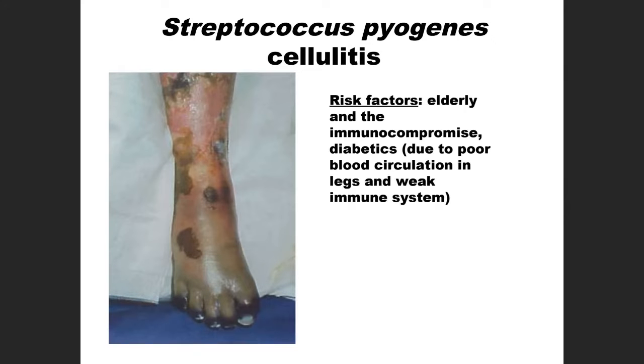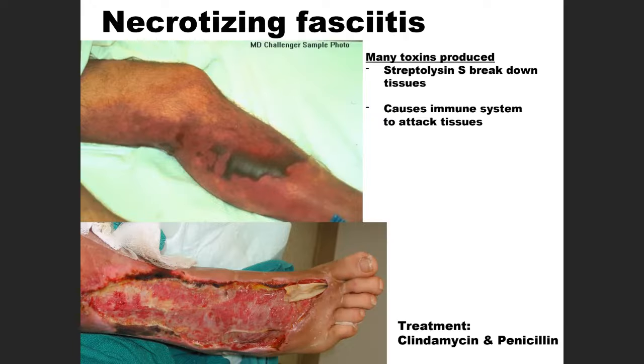And again, people that are more susceptible to developing this after a strep infection are very elderly, diabetic patients due to the poor circulation in their limbs, and the severely immunocompromised. Now, Streptococcus pyogenes is also one of the causes of this necrotizing fasciitis.